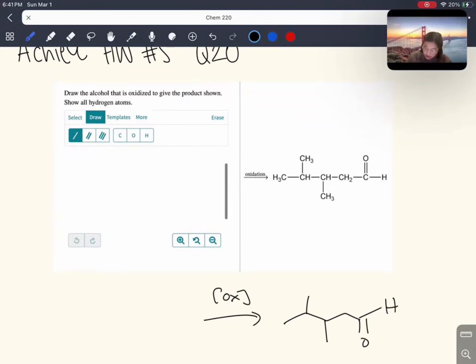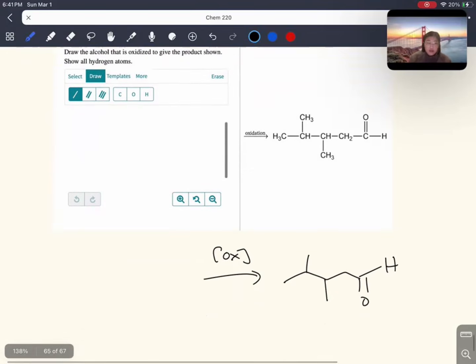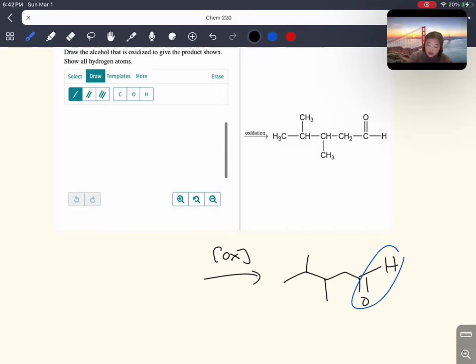To draw the alcohol that is oxidized to give the product shown, the key thing is that you keep the same number of carbons. Everything about this molecule is the exact same. The only difference is that instead of an aldehyde, you would have an alcohol. So all you have to do is draw the same molecule and keep the same number of carbons. I'm going to count them so I don't miss a carbon. 1, 2, 3, 4, 5 in my main chain, and then I have my 2 methyl groups.